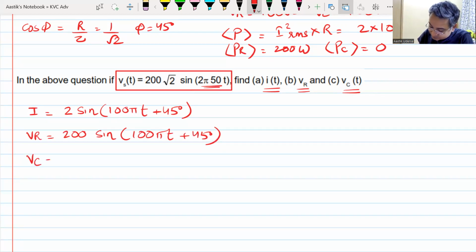What about VC? Again, the peak value is 200. What will be the value? Will it be leading, lagging, or in the same phase? Lagging by pi by 2. So plus 45 minus 90 degrees.